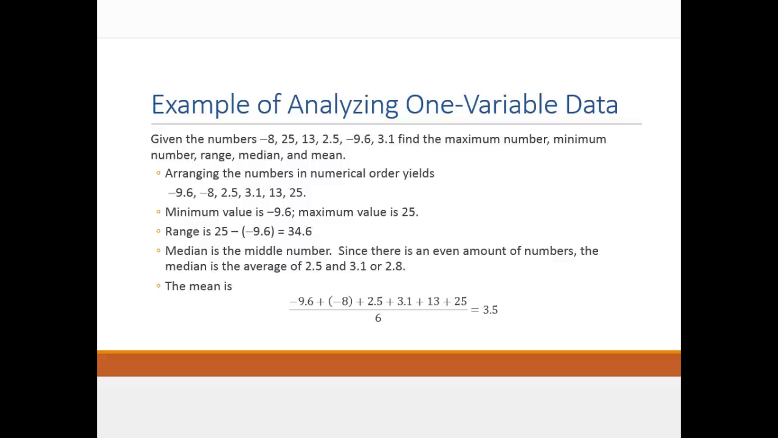We're going to start with an example of analyzing one variable data. We're given the following numbers: negative 8, 25, 13, 2.5, negative 9.6, and 3.1. And we're going to be asked to find the maximum, the minimum, the range, the median, and the mean.